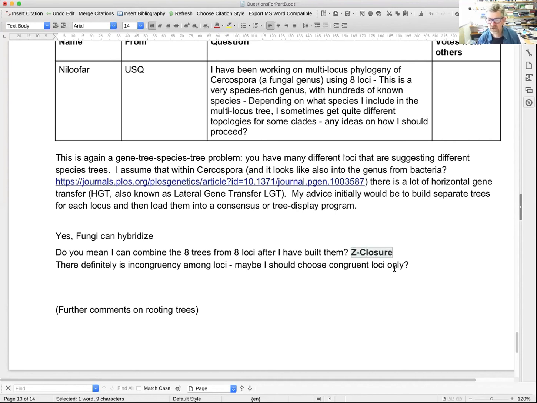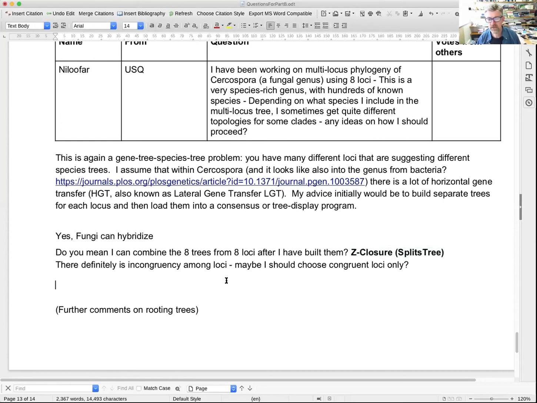And I think that is the method that is used in SplitsTree. So if that's correct, you might have to check, but just off the top of my head, I think that's the one that's used in SplitsTree. That's neat because you don't need all the taxa in every tree, which is pretty helpful. Okay, so between 30 and 40 species has been the answer to that.